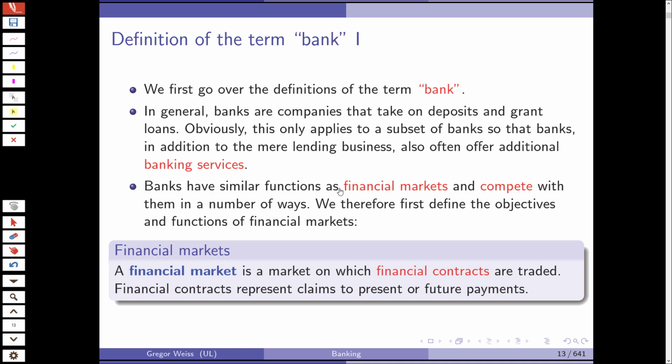We will first go over some pretty basic definitions of what a bank is. And in general, we start with an economic definition. In general, banks are companies that take on deposits and grant loans. So you take in deposits. What are deposits?